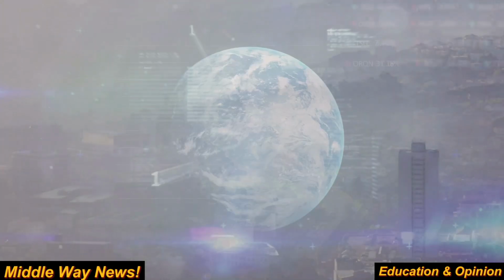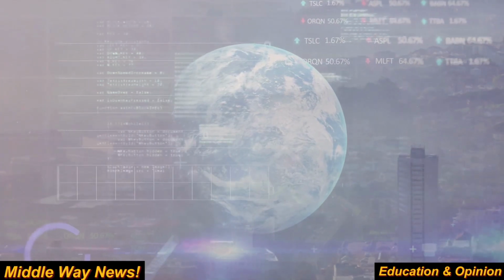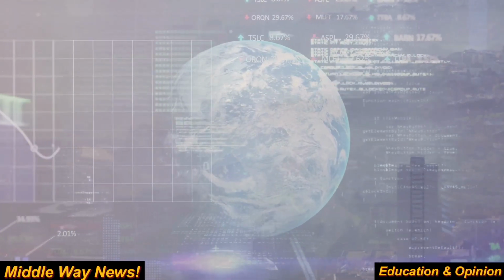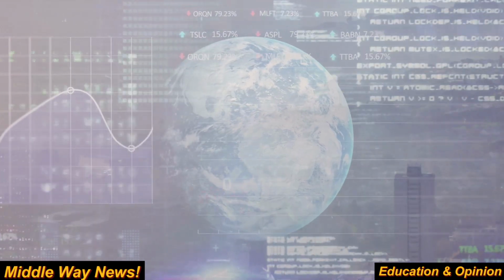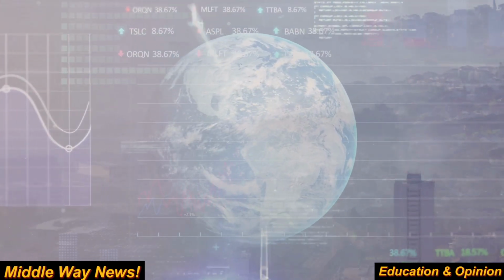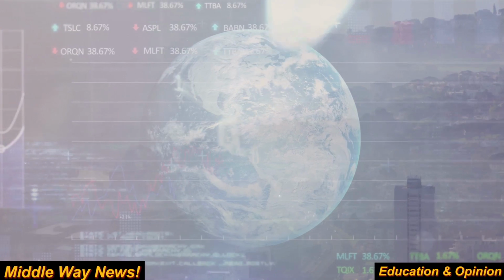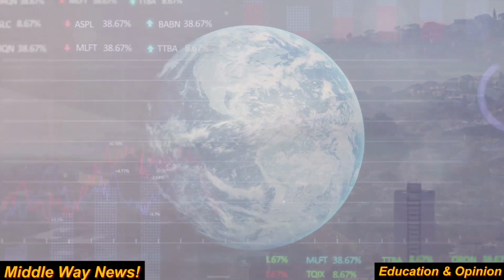Step 8: Learn continuously. Action: keep learning about investing. Read books like The Intelligent Investor and Influence by Robert Cialdini. Example: implement strategies from these books to enhance your investment decisions.